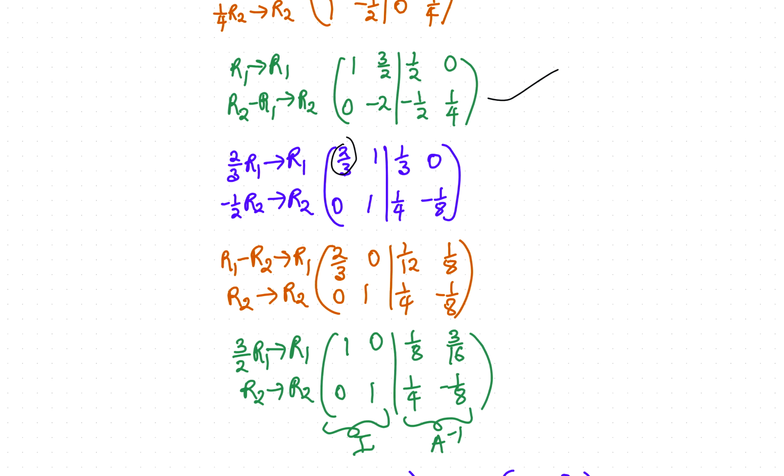2 over 3 times 3 over 2, that's 1. 2 over 3 times 1 over 2, 2 cancels 2, so you have 1 over 3. That's why you have this 1 over 3 here. 2 over 3 times 0, easy peasy, that's simply 0. Then minus half times 0, that's 0. Minus half times minus 2, that's 1, which is our purpose.